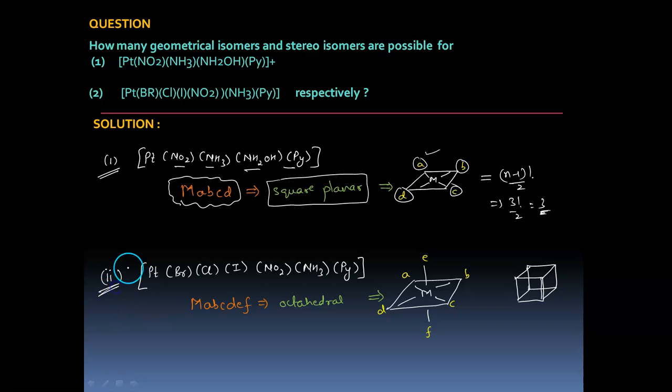The second is platinum, bromido, chlorido, iodido, nitrito, NH3, pyridine. So all the ligands are different. It is of the form MABCDEF, octahedral. So we can say that the central metal M is surrounded by 6 neighbors. So the question is just like, in mathematics, we have a question of in how many ways you can paint the faces of a cube with 6 different colors.